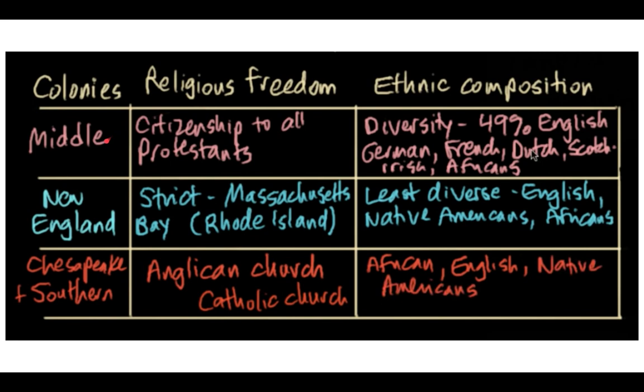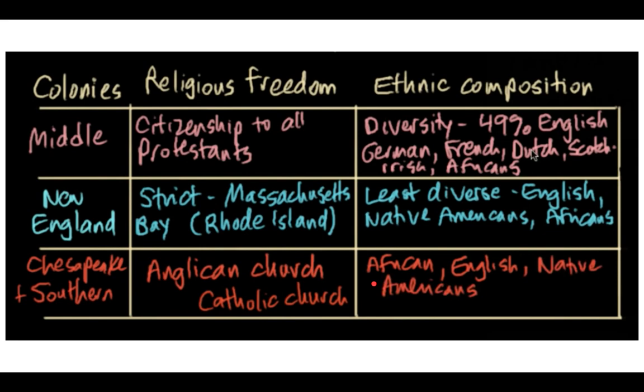So let's look at the ones we've already talked about. Obviously, you guys know New England is super strict on their religion. Chesapeake, okay, they're not focusing on religion, but they do have religious people there. So you can be Anglican, you could be Catholic. That's about it for right now. Let's look at ethnic composition. New England is obviously least diverse. We're going to have a bunch of English families, some Native Americans, and some Africans in the area. Same thing with Chesapeake and Southern.